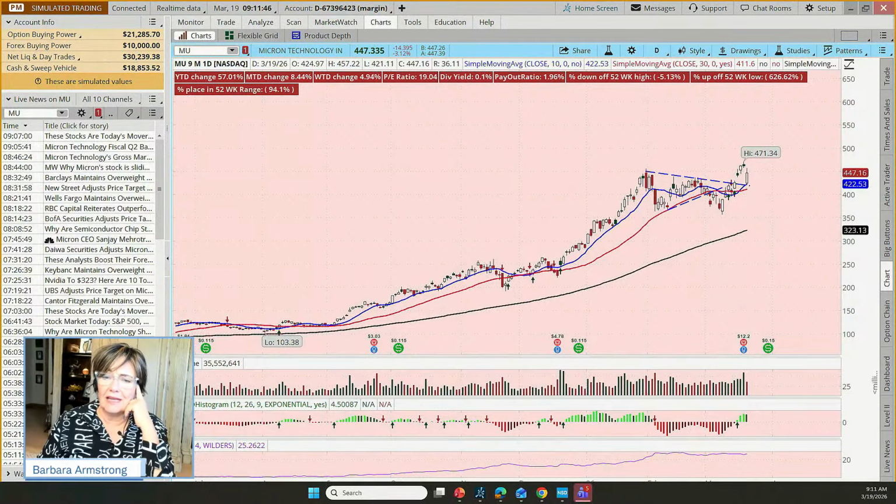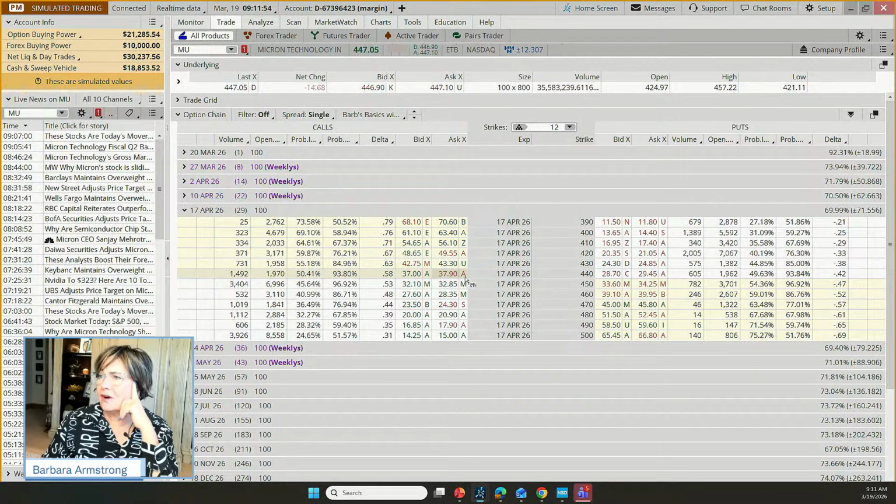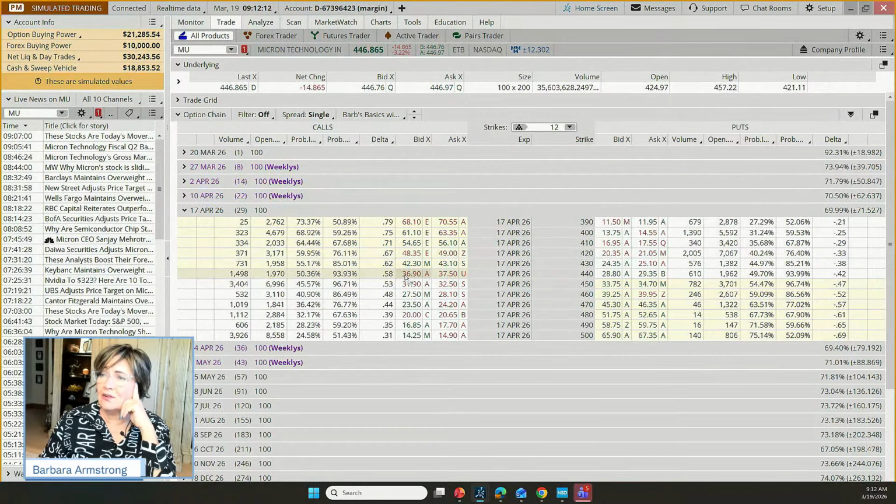Let's look at the prices for Micron. If we come out to April and we're bracketing this, so if we buy the 440 and sell the 450, how much would that cost us? If we just buy the 440, that's $3,600, $3,700. We can't afford to do that. That's risking over 10% of our total account value in one trade.